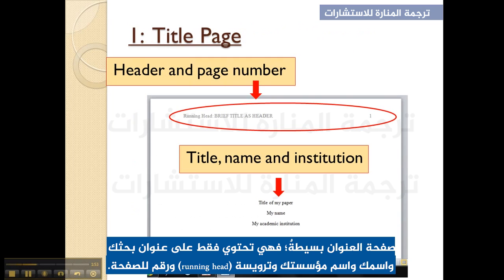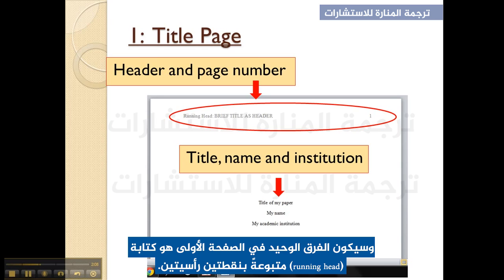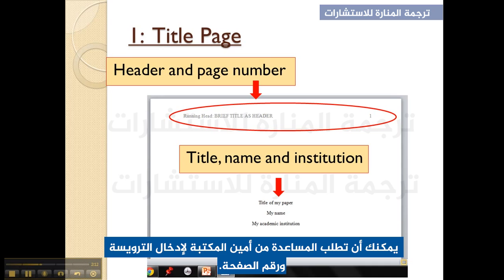Now your title page is pretty simple. That just consists of the title of your paper, your name, the name of your institution, and also a running head and page number. Now from page 2 throughout the end of your paper, the header and the page number will remain the same, and the only difference on the first page is that it says running head with a colon in front of it. You can ask your librarians for assistance with inserting the header and page number.